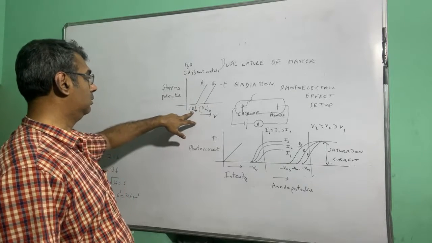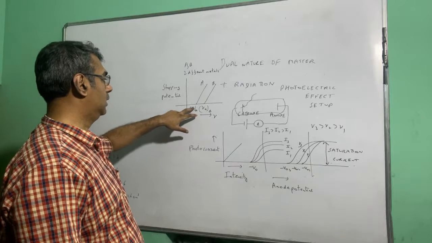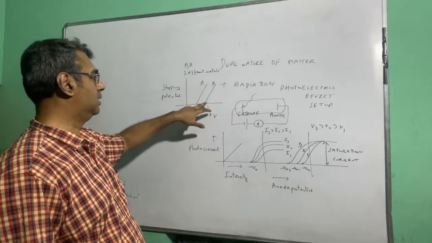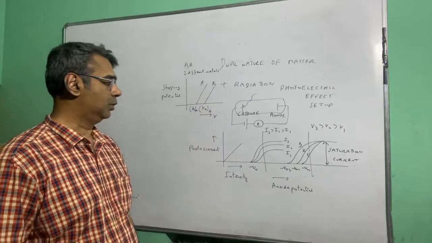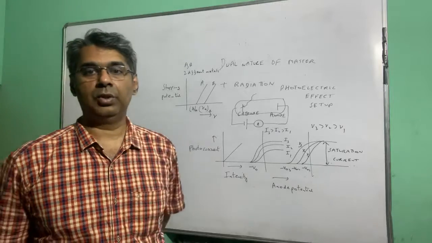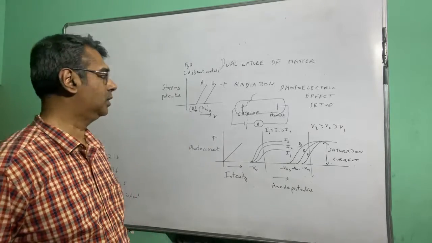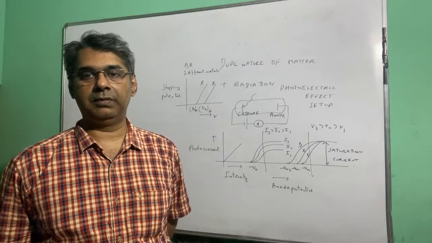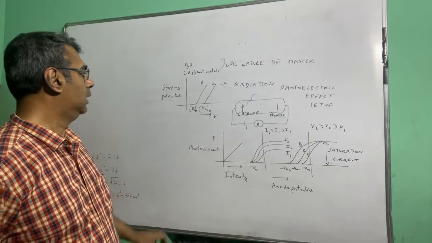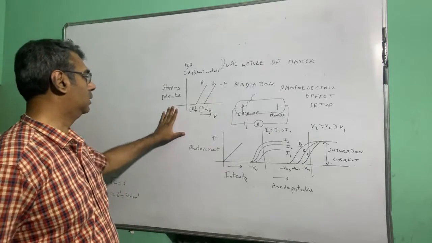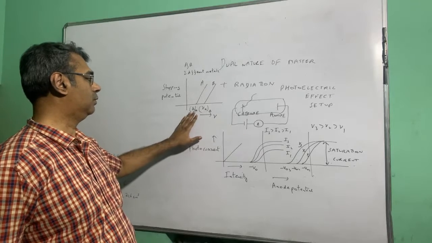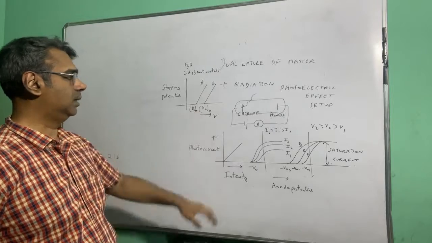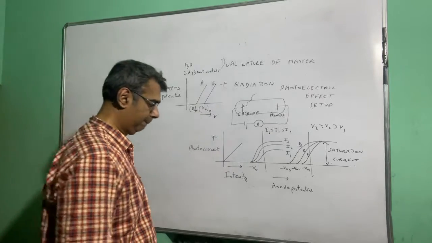This one will be the x-intercept. This is called nu naught for A, and this x-intercept is called nu naught for B. Nu naught is called the threshold frequency. Threshold frequency literally means the minimum frequency for the photoelectric effect to take place. So the graph of stopping potential versus frequency for two different metals A and B is a straight line, and the x-intercept is the threshold frequency.